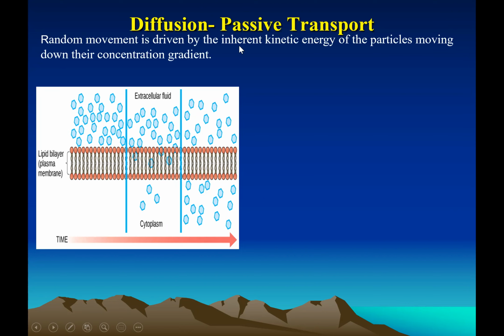So this is because of the inherent kinetic energy of the particles. There's Brownian movement in the particles. The movements are always shaking. So when there is a concentration gradient, they're going to just move from high concentration to low concentration.